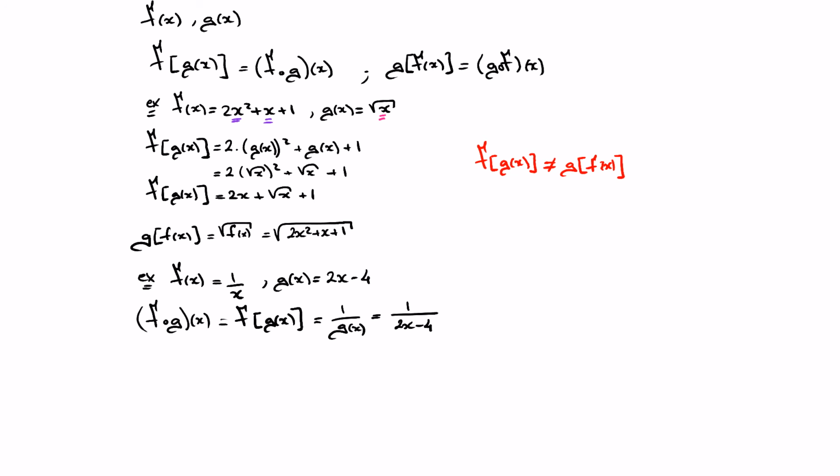And once more, let's show that g of f of x isn't the same thing. G of f of x would be found by replacing all the x's we see inside g by f of x. So we can see that g of x is 2x minus 4, so g of f of x will be 2 times f of x minus 4. And now replacing f of x by its expression, that's 2 times 1 over x minus 4, which we can write as 2 over x minus 4. And there you have it. That's how we find composite functions.